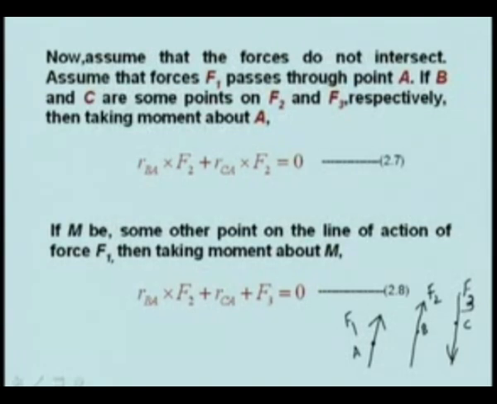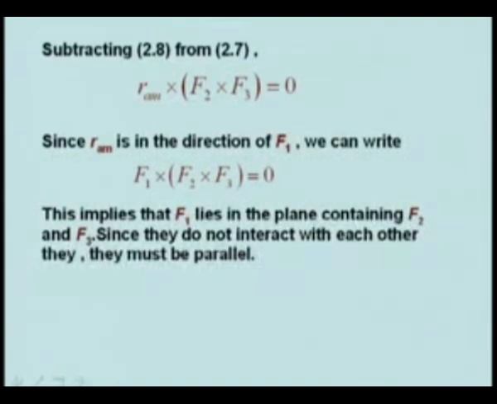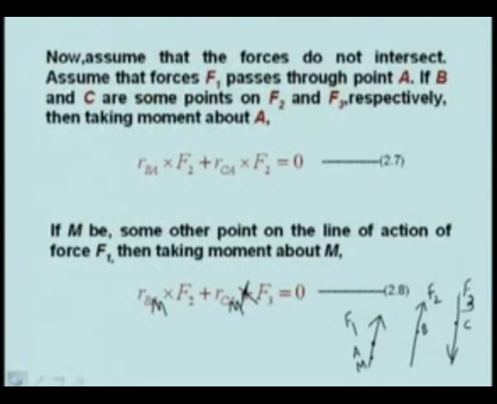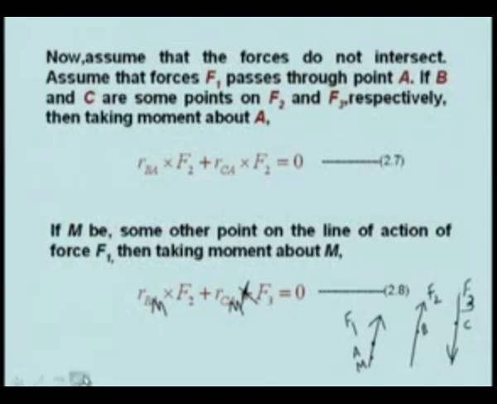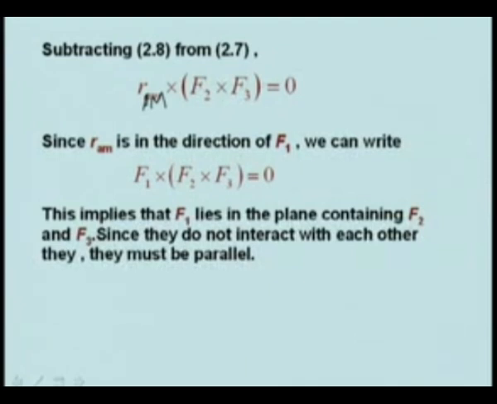Now, if M is some other point on the line of action of force F1, then taking moment about M, we have RBM cross F2 plus RCM cross F3 equal to 0. Now, subtracting these from this one, you get RAM cross F2 plus F3 is equal to 0.